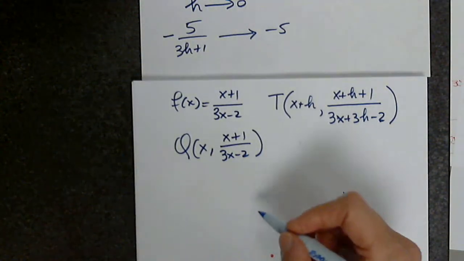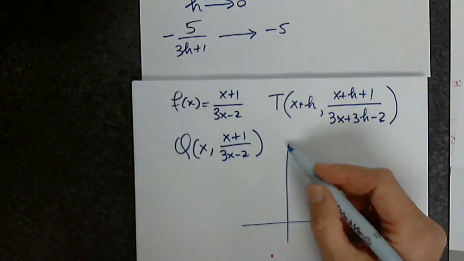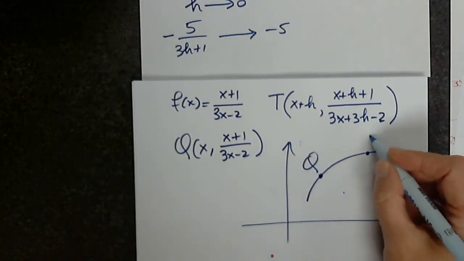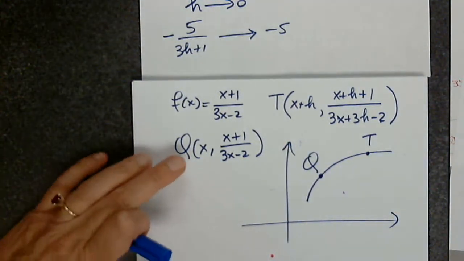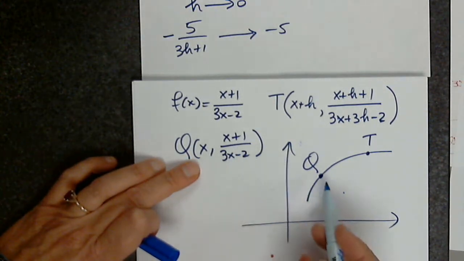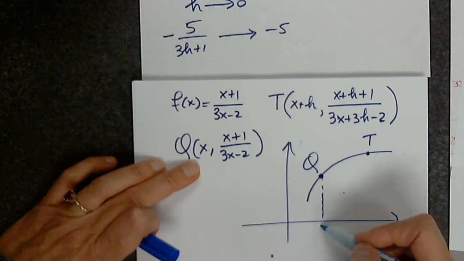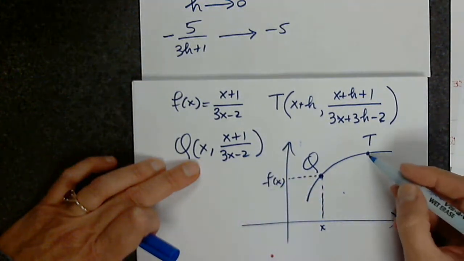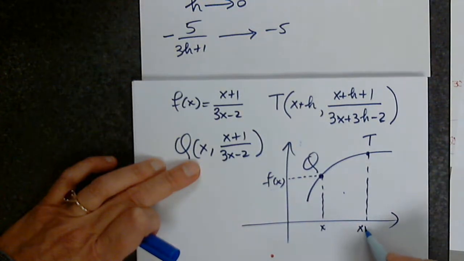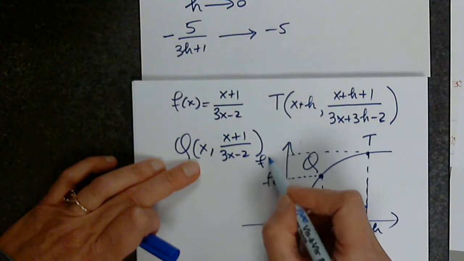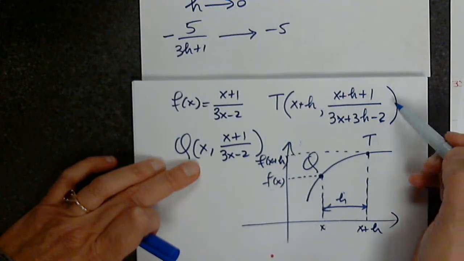So one more time, here's our scenario to make it very clear. So this is our Q, and this is our T. Our Q has coordinates x, comma, x plus 1 over 3x minus 2. So this is our x, and this is our f of x. So this is our x plus h. This is our h. And of course, this must be f of x plus h, which is this.